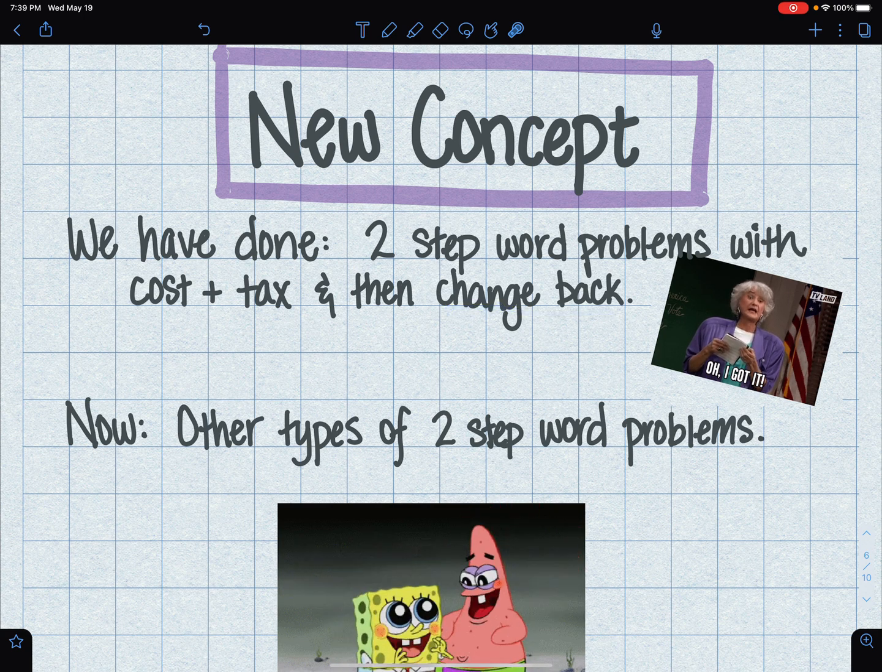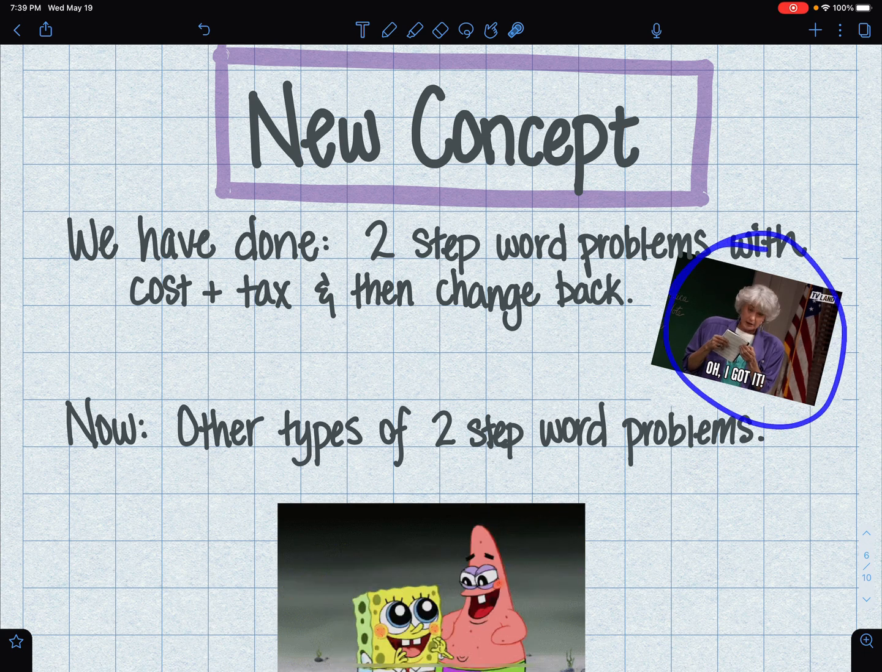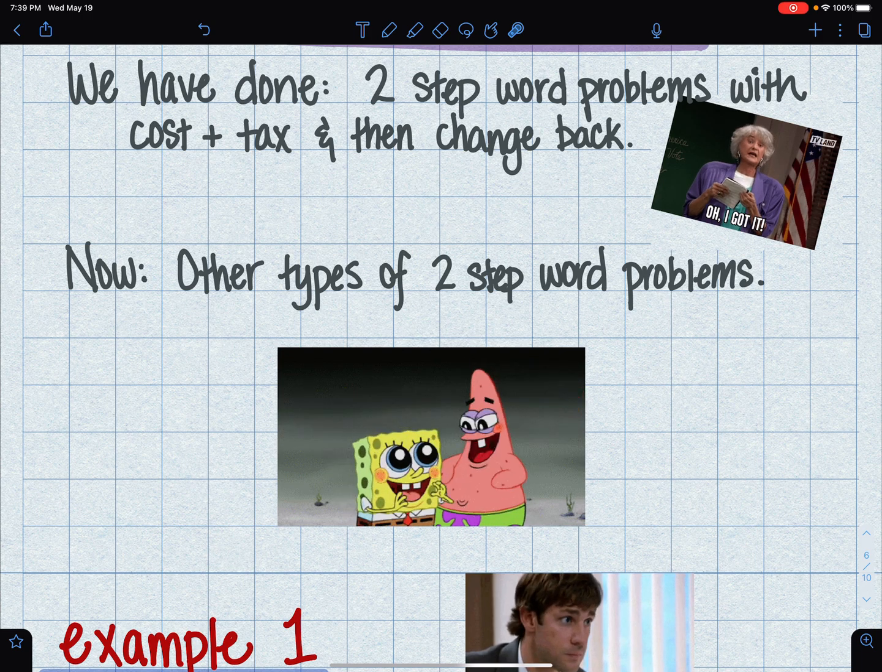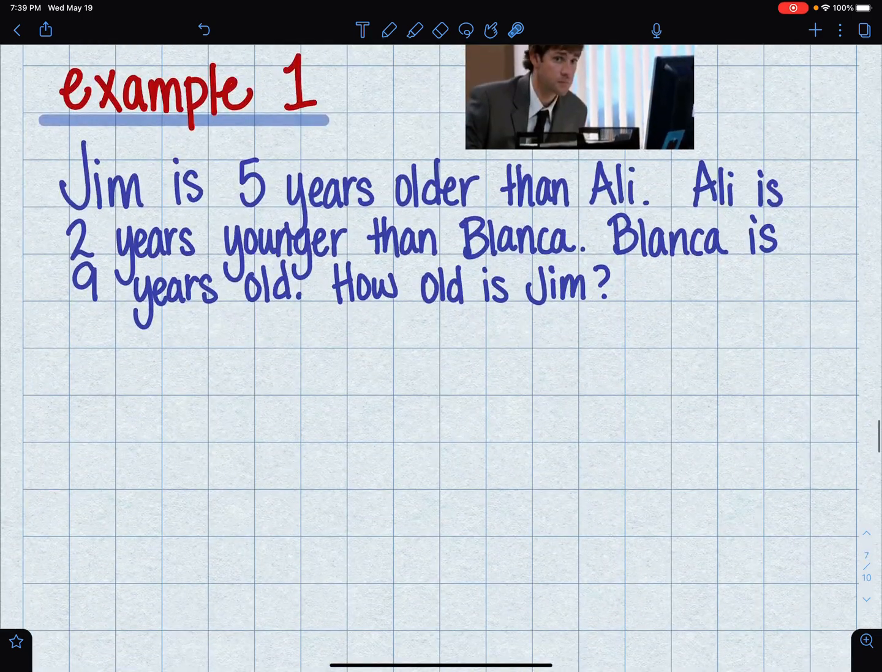So that's a 2-step word problem. So you've already been doing it. So you're like, oh, I got this, easy peasy, right? Now we're gonna do other types of 2-step word problems. I know, yay, right? Yay. Okay, so let's jump into example 1.